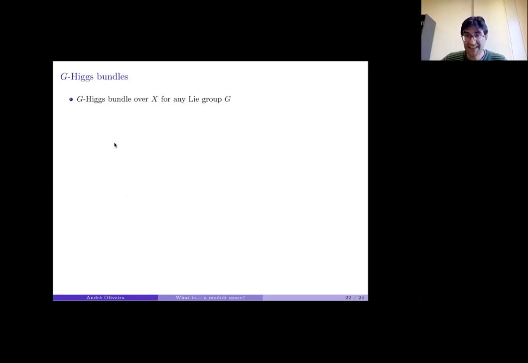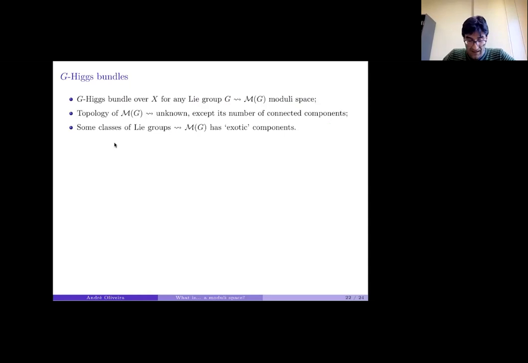So in general, there's a notion of G-Higgs bundles for any Lie group G, and there's a moduli space of G-Higgs bundles. And then in general, their topology is completely unknown, except the number of its connected components. Now for some Lie groups, this moduli space of G-Higgs bundles has some exotic components, which a priori shouldn't be there. And there are some classes of Lie groups for which that has been known for a long time to happen. And at some point people conjectured that those were the only two classes where those exotic components appear.